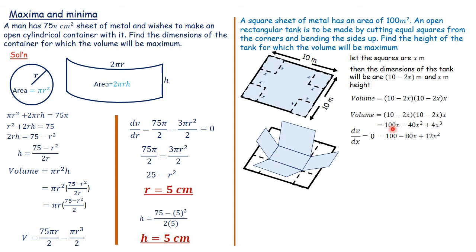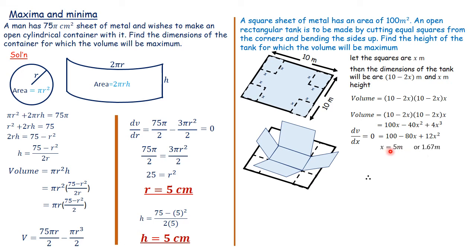Differentiating that, you get 100 minus 80x plus 12x squared. Solve that one using the knowledge you have about quadratic equations, and you get the value of x is 5 or 1.67.